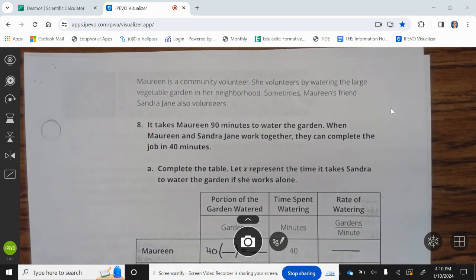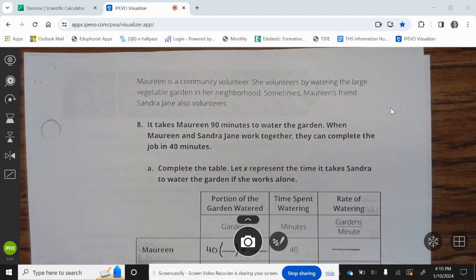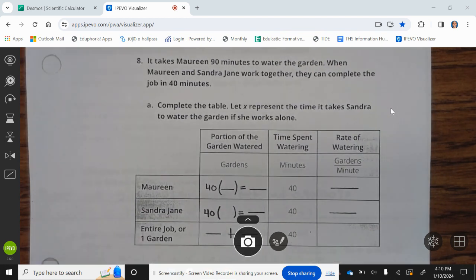Marina is a community volunteer. She volunteers by watering the large vegetable garden in her neighborhood. Sometimes Marina's friend, Sandra Jane, also volunteers. 8. It takes Marina 90 minutes to water the garden. When Marina and Sandra Jane work together, they can complete the job in 40 minutes. A. Complete the table. Let X represent the time it takes Sandra to water the garden if she works alone.